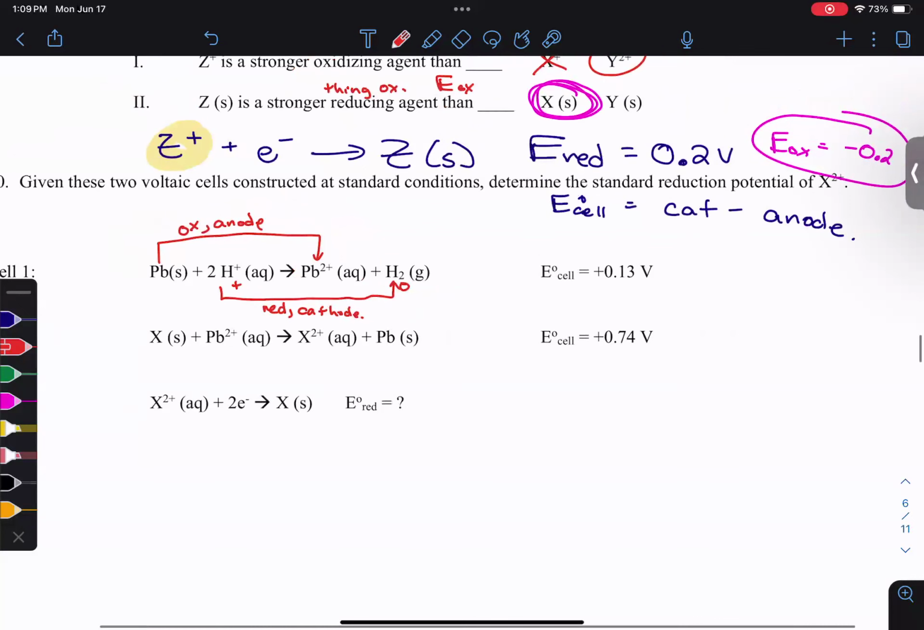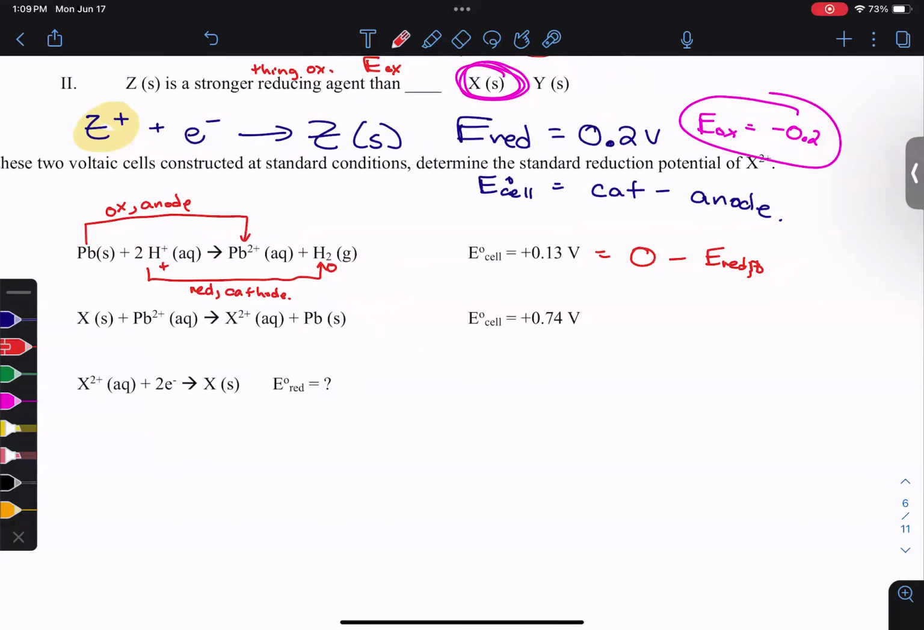So when we use the cell potential equation, the overall cell potential is cathode minus anode. We get these from the table values. Do we know one of these half reaction potentials already? Hydrogen. Hydrogen's is what reduction potential? It is 0. So that means our cathode for this first one is 0 minus your reduction potential for lead. So we can solve for the reduction potential of lead in this case. So it has to be negative 0.13 volts. That is the reduction potential of lead. Cathode minus anode, both of those values are in the reduction form. I know that lead is the anode, but remember, it's always cathode minus anode. Both of those numbers are in the reduction form.